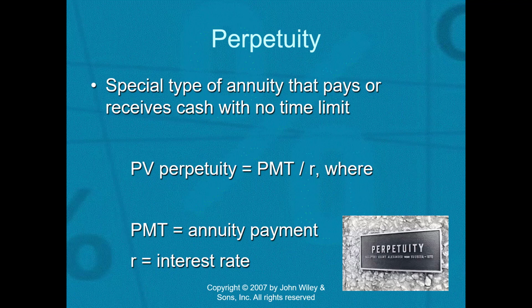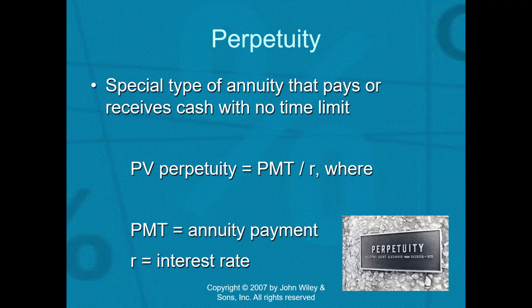Well, you turn 65, you get your first check, and something happens to you, you're in an accident and killed, you only get one payment. If you live to be 105, you can get 40 years of payments. So that means it's a special type of annuity that pays or receives cash with no time limit. Okay, so Social Security is not exactly that, but it's a good way for students to get that reference in their mind. So annuity in perpetuity, right?